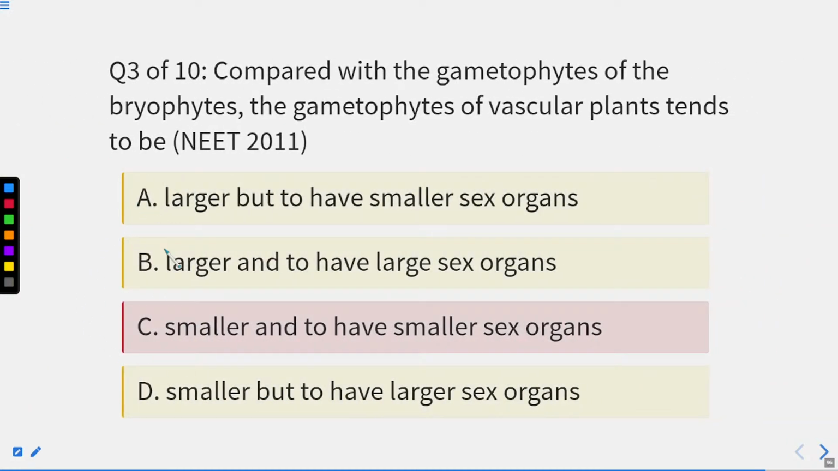So, smaller and to have smaller sex organs. Why? Compared to the gametophyte of the vascular plants, the bryophytes are quite small and they also have smaller sex organs. This is the difference from the vascular plants. Vascular plants are larger, so all these you can see are larger. So all these statements are correct.